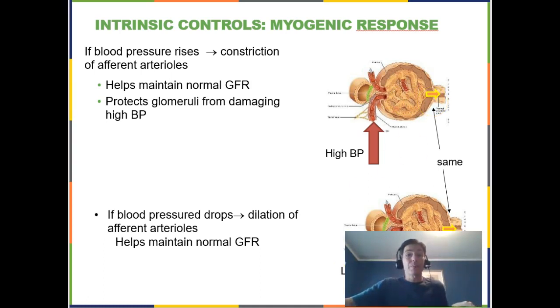Conversely, if your blood pressure dropped, less blood would flow into the glomerulus, the pressure in your glomerulus would drop, and your filtration rate would drop. So when your blood pressure does drop, your afferent arteriole is going to vasodilate and allow more blood into the glomerulus to try and maintain the blood pressure in the glomerulus, which would then again keep your filtration rate the same. So that's the myogenic response.